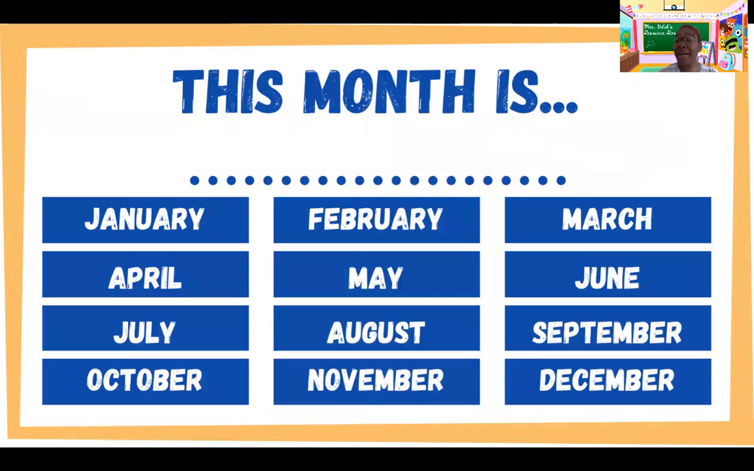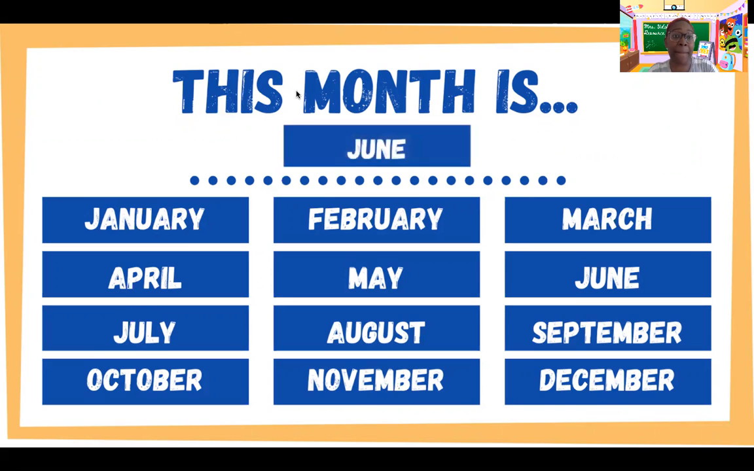Do you know what month it is? Let's think. We are currently in the 6th month of the year. Last month was May, and next month will be July. So what month is it? That's right, we are in the month of June.